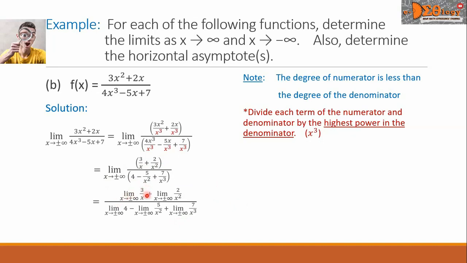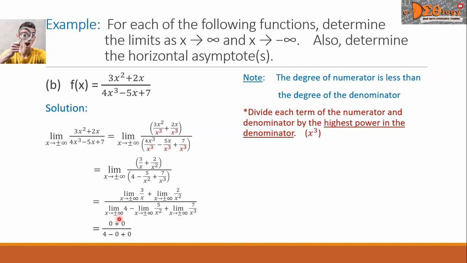So the limit of 3 over x as x approaches plus or minus infinity becomes 0, plus the limit of 2 over x squared as x approaches plus or minus infinity is also 0. All over, in the denominator, the limit of the constant 4 as x approaches plus or minus infinity is simply the constant 4 itself, minus the limit of 5 over x squared as x approaches plus or minus infinity becomes 0, plus the limit of 7 over x cubed as x approaches plus or minus infinity is also 0.